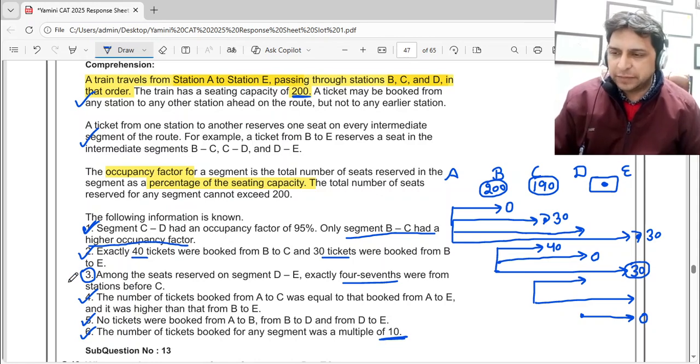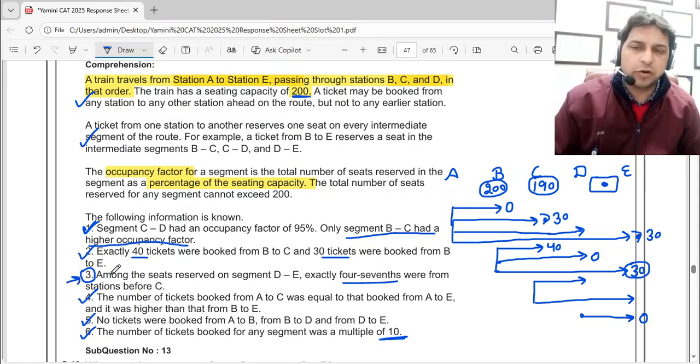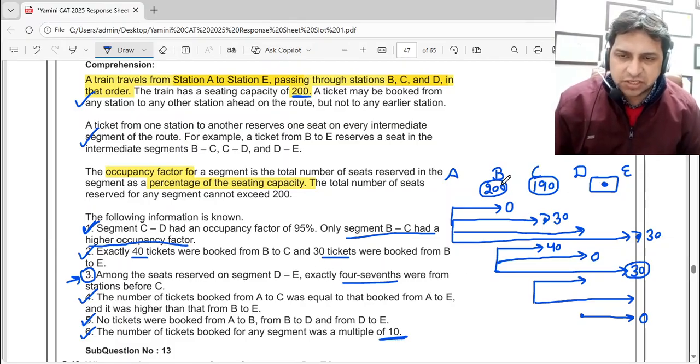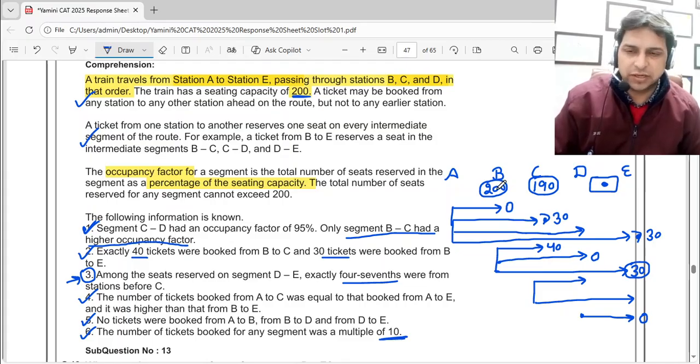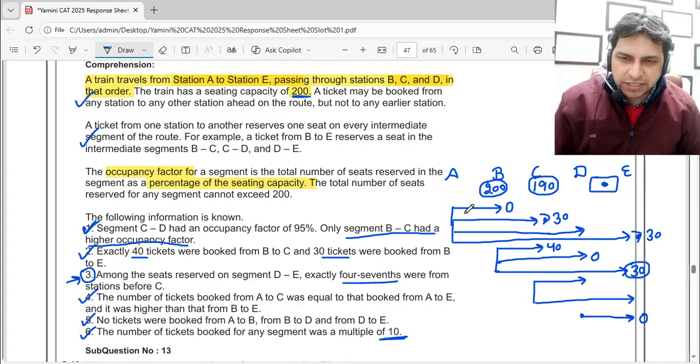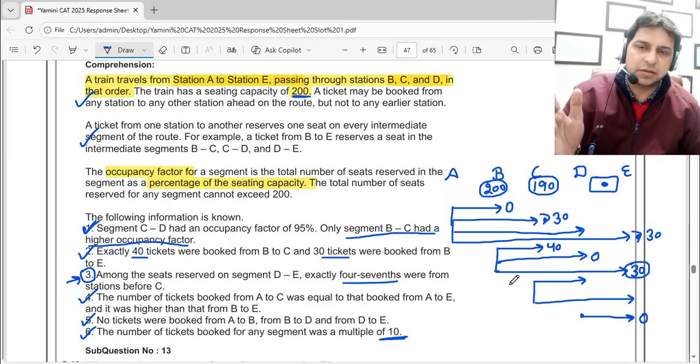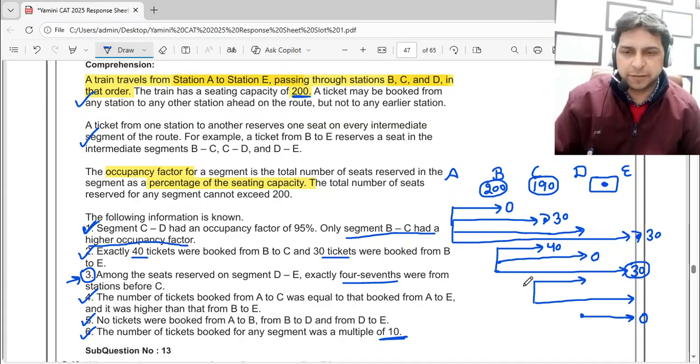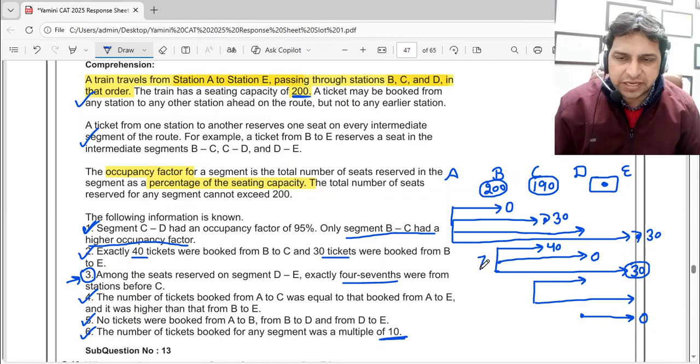Now all the information has been used except number 3. But before going to that, we got some more information here. Let's see what exactly we got. At station B there are 200 people in the train. And I know that at station A some of the passengers boarded and others boarded the train at B, which made a total of 200. At B we know that 40 people took the ticket from B to C, 0 from B to D, and 30 from B to E. That means a total of 70 people boarded the train at station B.